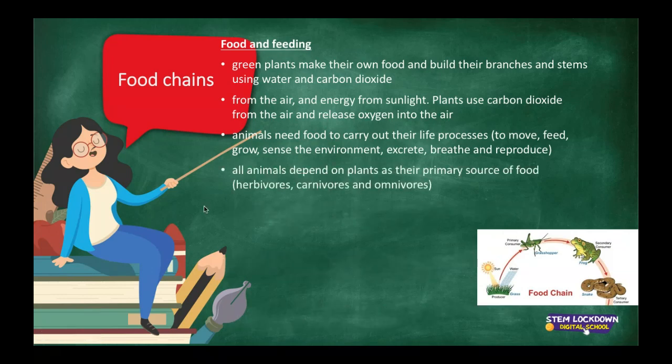All animals depend on plants as their primary source of food: herbivores, carnivores, and omnivores. Let me unpack for you this term, herbivores. Herbivores are the animals that depend on grass. These are the animals that depend on your trees. Or we can say these are animals that solely depend on plants and flowers.